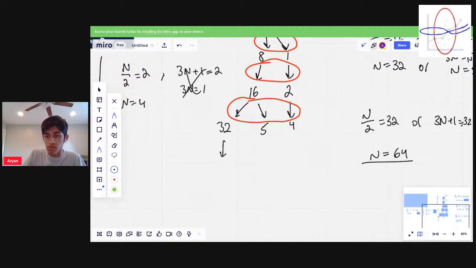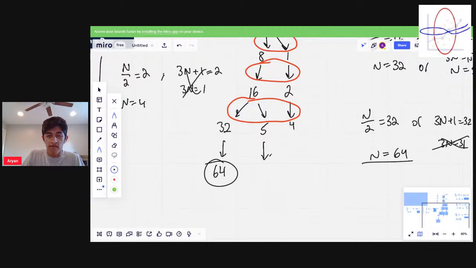And if we do 3n plus 1 equals 32, that would be 3n equals 31. And we know 31 is not divisible by 3, so this we kind of ignore. So that means when we plug in 64 and perform this process 6 times, we go all the way down to 1. So this will be one of our final answers.